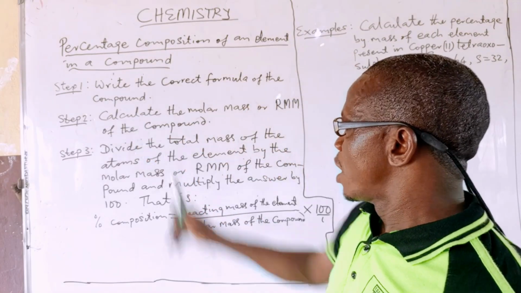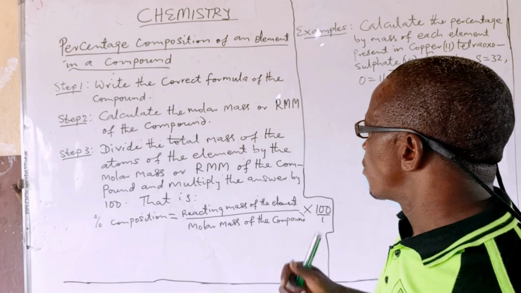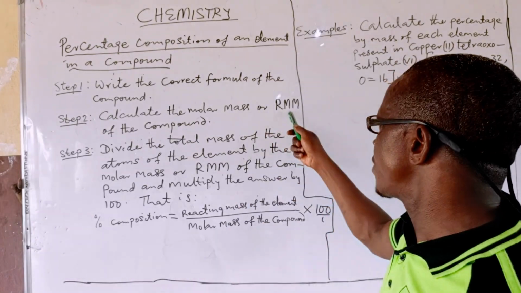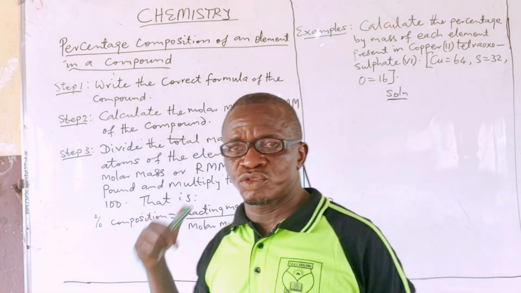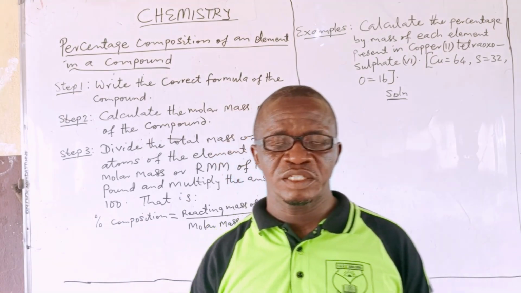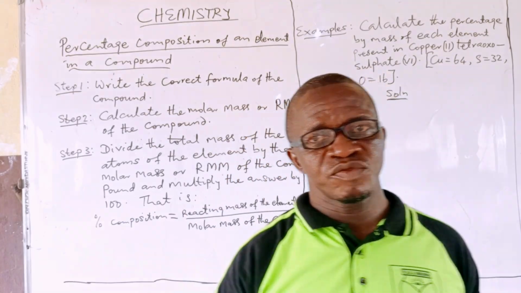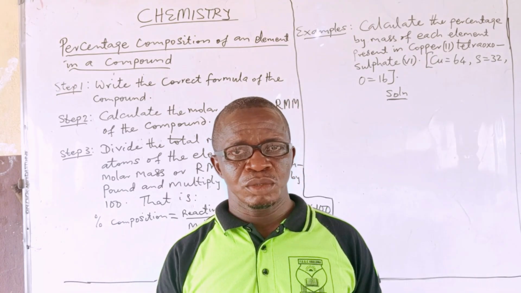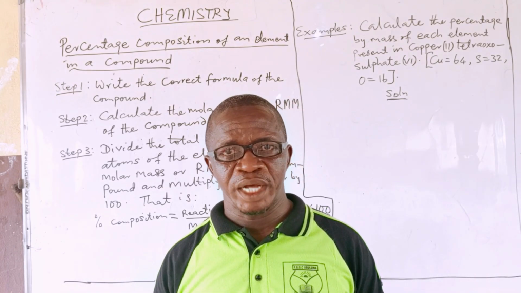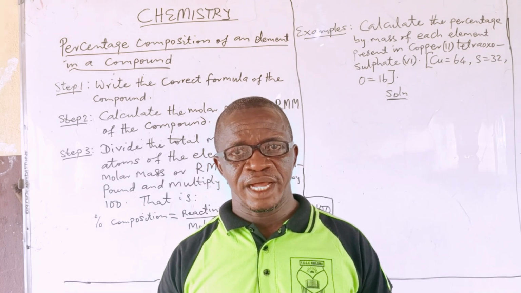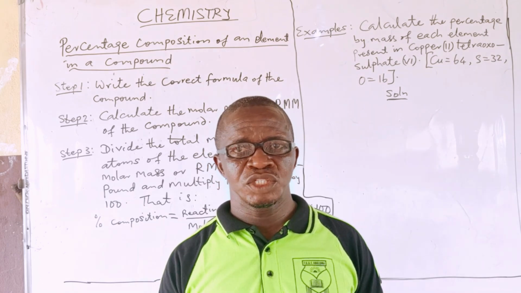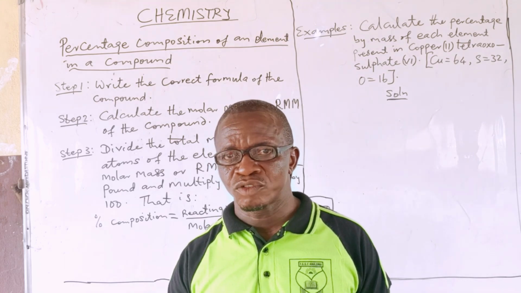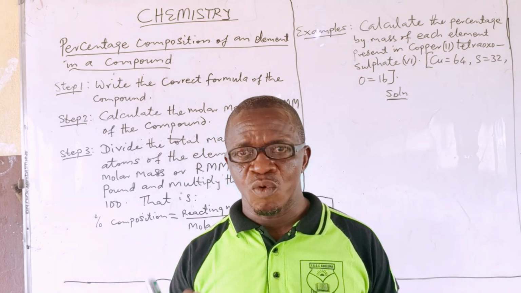Number two, calculate the molar mass or relative molecular mass, RMM. In one of my classes, I treated this and I told you RMM stands for relative molecular mass, and the method of calculation is the same as molar mass. The only difference is that molar mass has a unit of gram per mole, whereas relative molecular mass has no unit. Go and watch it.